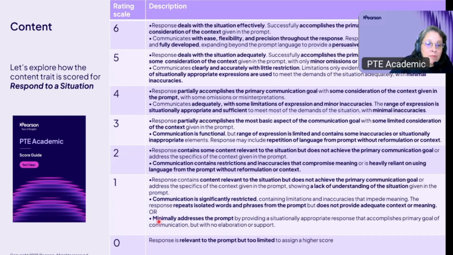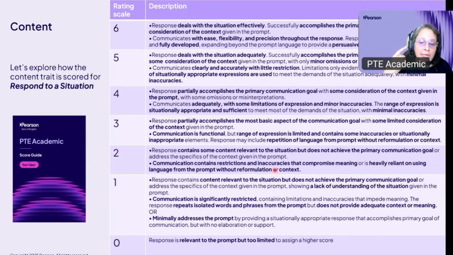And the last is minimally addresses the prompt. Now the prompt means the question that they are supposed to respond to has hardly been addressed, right? In terms of apologizing, that has hardly happened here, right? So this is what it means to score well in content.